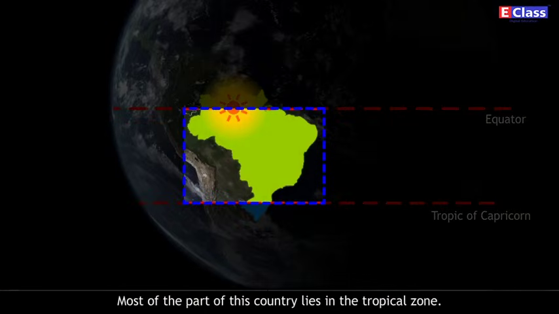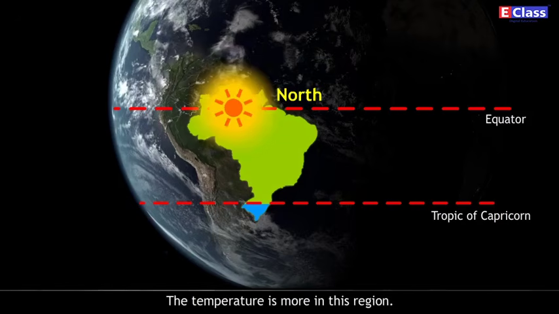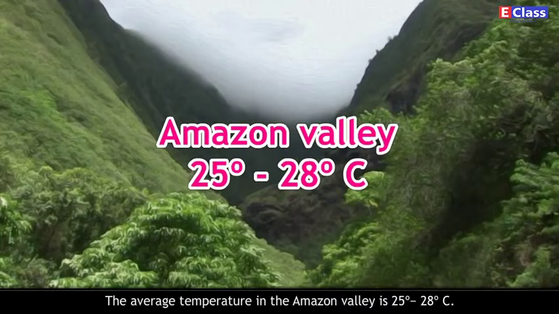Most of the part of this country lies in the tropical zone. The equator passes through the northern part of the country. The temperature is more in this region. The average temperature in the Amazon Valley is 25 degrees to 28 degrees Celsius.